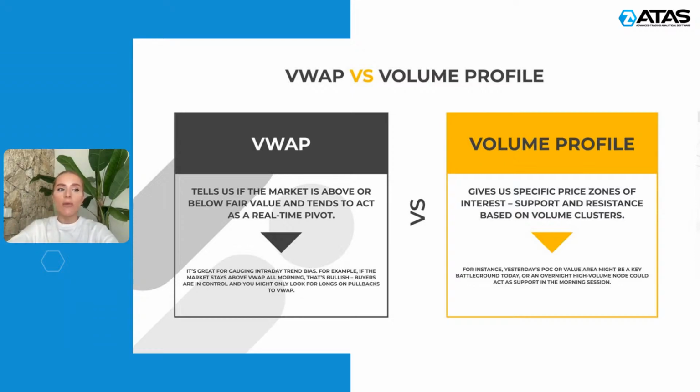On the other hand, the volume profile gives us the specific price zones of interest, so support and resistance based on the high volume clusters. For example, yesterday's point of control or value area might be a key battleground today, and an overnight high volume node can act as support or resistance for the London session, which we might be using. So when combining both, you can use the volume profile to identify the key price zones or levels where a big amount of trading happened, a big amount of money was invested in the market.